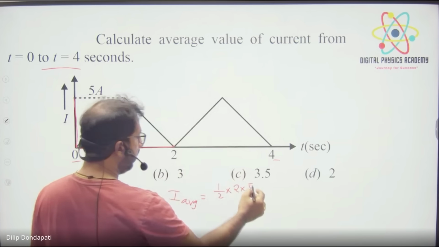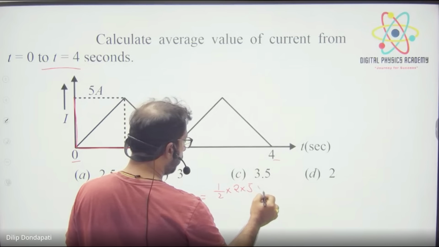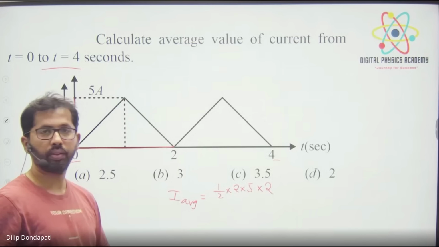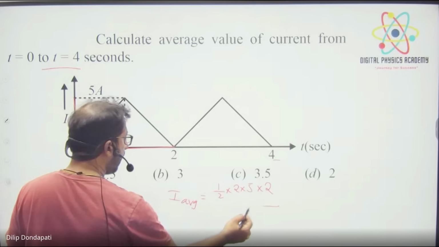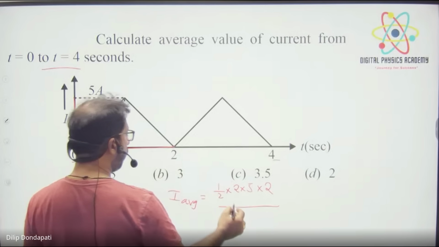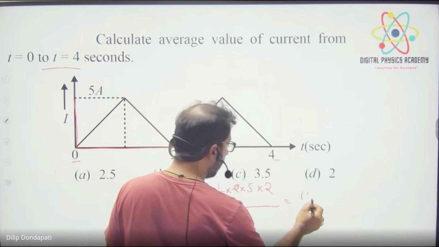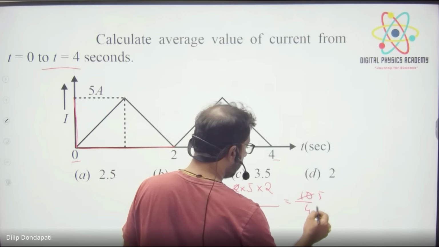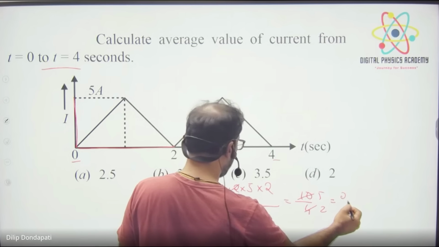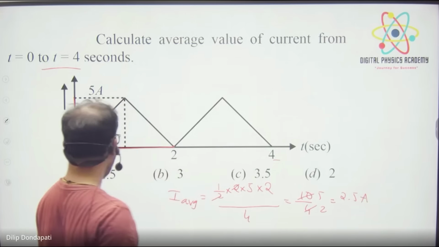Plus this one is also the same, right? So I can write into 2, divided by the class interval. What is the size? From 4 minus 0 is 4. So the 2 cancels. 10 by 4 is 5 by 2. 2.5 amperes is the average current.